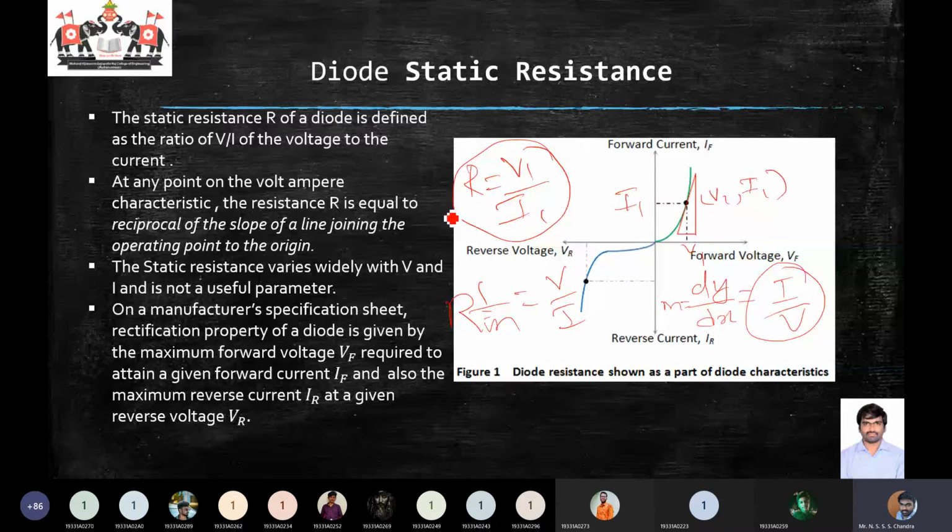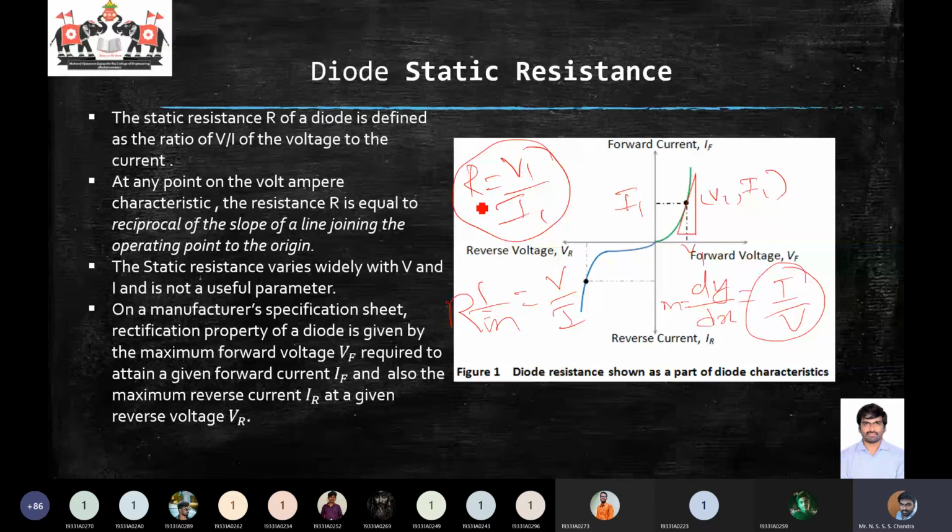This static resistance is not a useful parameter. Why it is not a useful parameter is that if you are going to change your operating point, at this point the slope will be different, at this point it will be different, at this point it will be different. So as we are moving along this curve, the operating points are changing. As operating points are changing, your resistance that you get numerically by dividing the voltage by the current will vary widely.